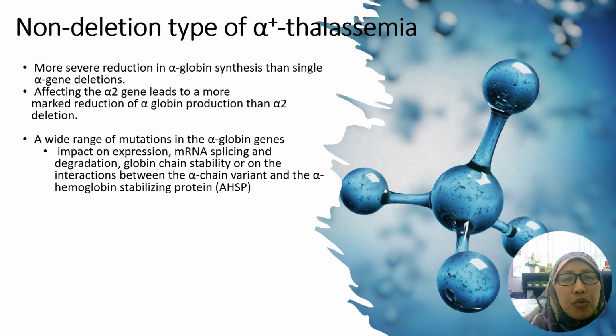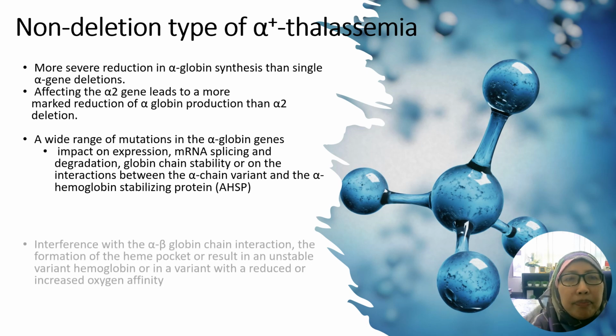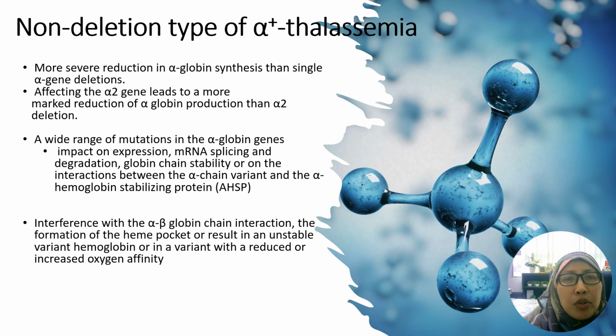A wide range of mutations in the alpha-globin genes have been described, which have an impact on expression, mRNA splicing and degradation, globin chain stability, or on the interaction between alpha chain variant and the alpha hemoglobin stabilizing protein. Other alpha-globin mutations may cause interference with the alpha-beta-globin chain interaction, the formation of the heme pocket, or result in an unstable variant hemoglobin or in a variant with a reduced or increased oxygen affinity.